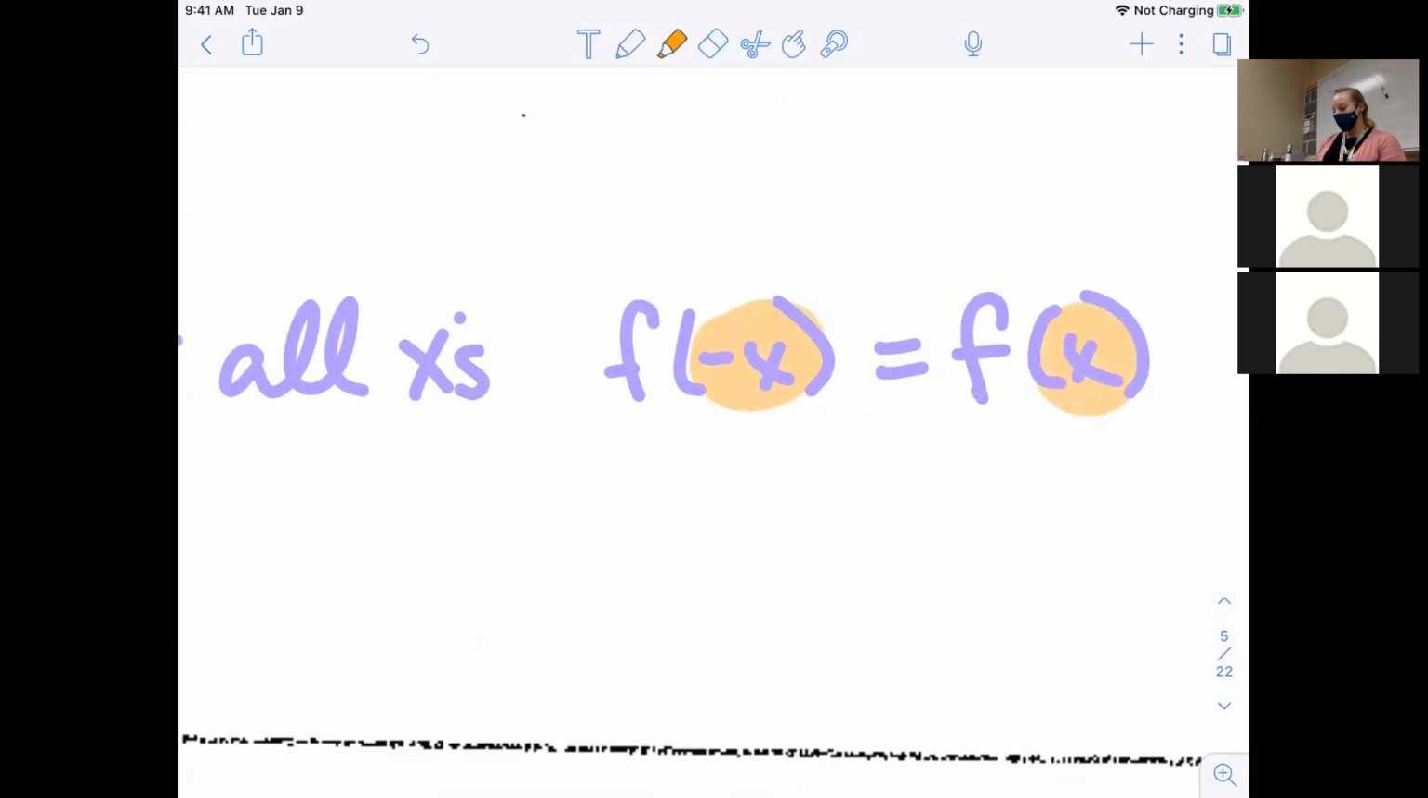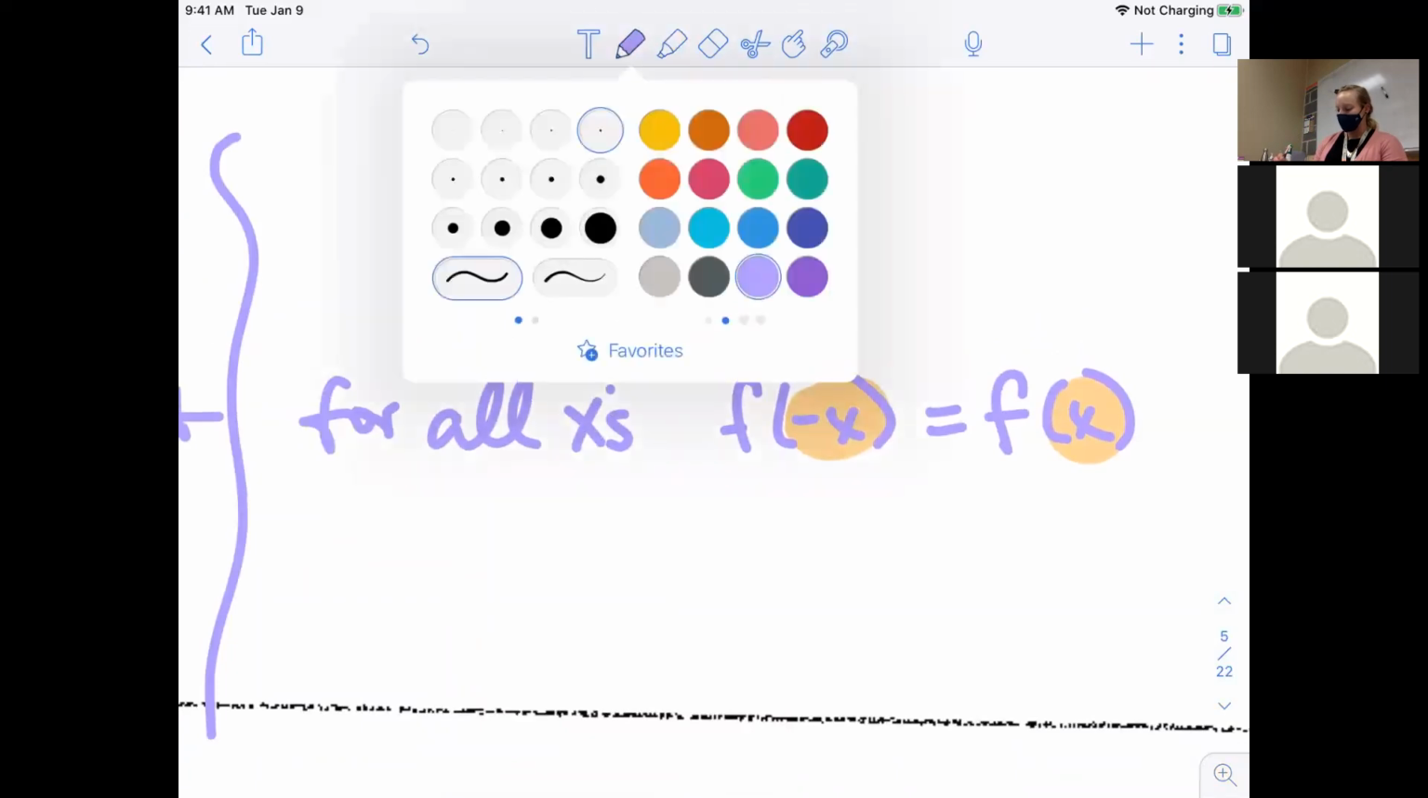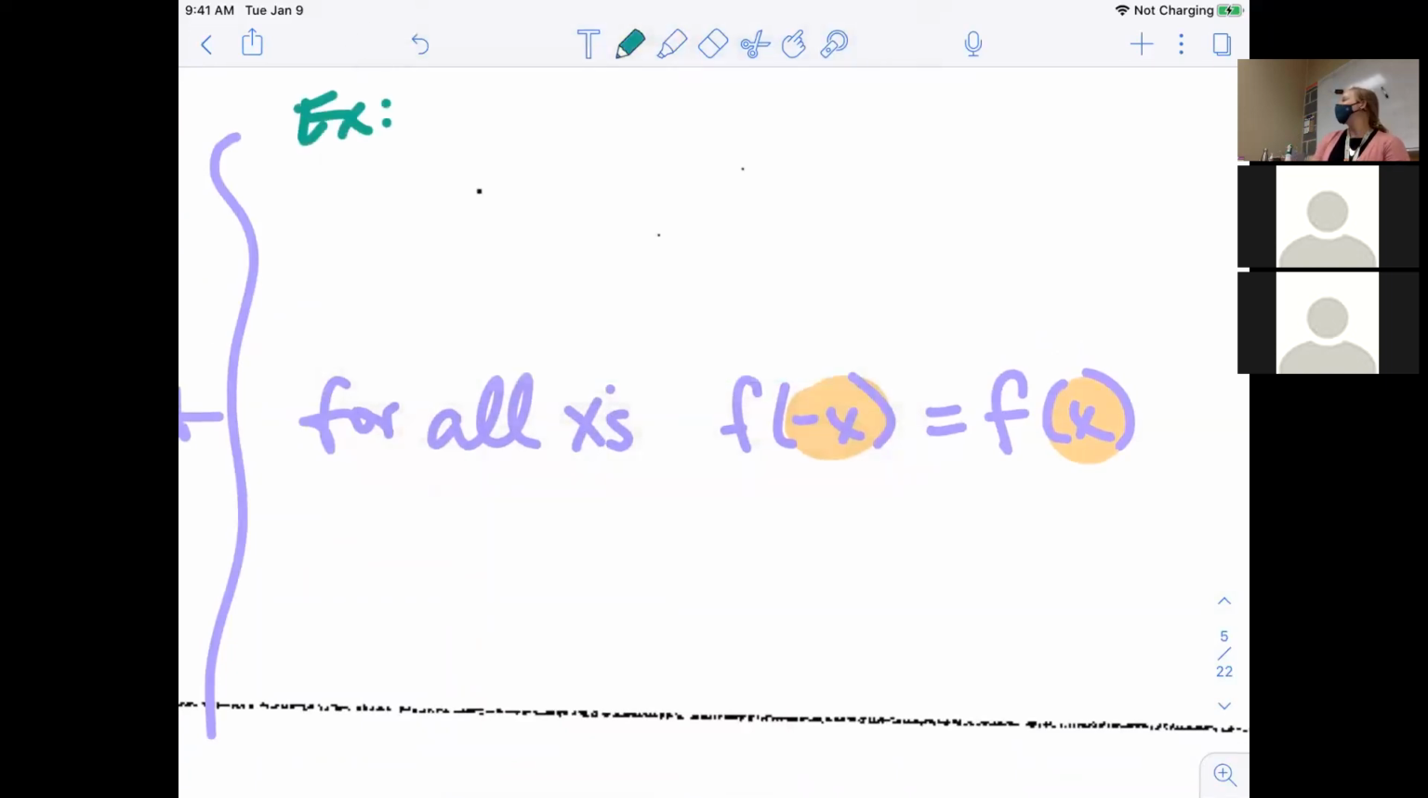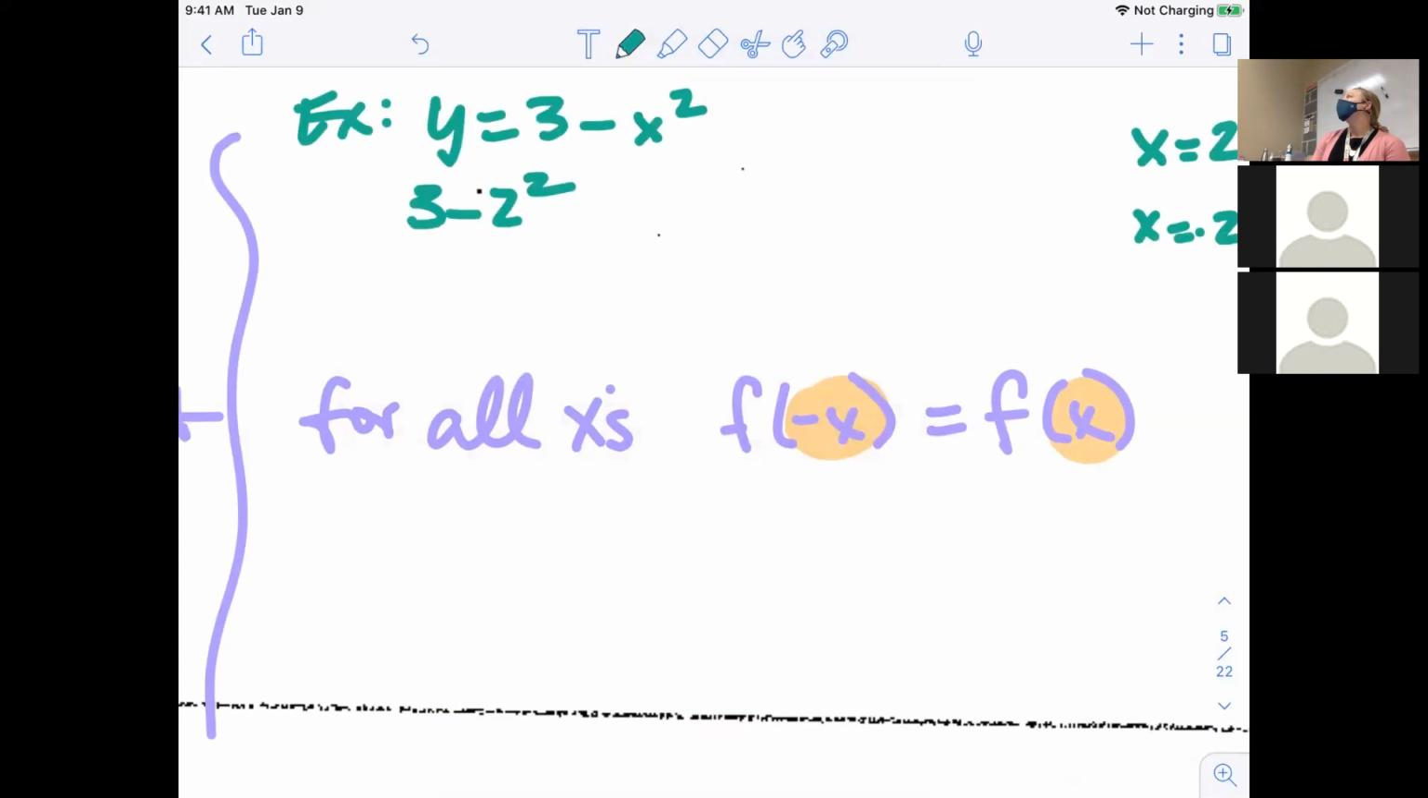I just told you that the last one was even, so let's do an example like that. I'm going to do an example above it. I know it's not necessarily laid out nicely, but just deal with me. We're going to do y equals 3 minus x squared. Let's plug an x in to solve. What x could I plug in? Any number. 2. We're going to plug in 2 and see what happens, and we're going to plug in negative 2 and see what happens. If I plug in 2, 3 minus 2 squared, well, we have to do our squared first, right? 2 squared is 4. 3 minus 4, that's negative 1.